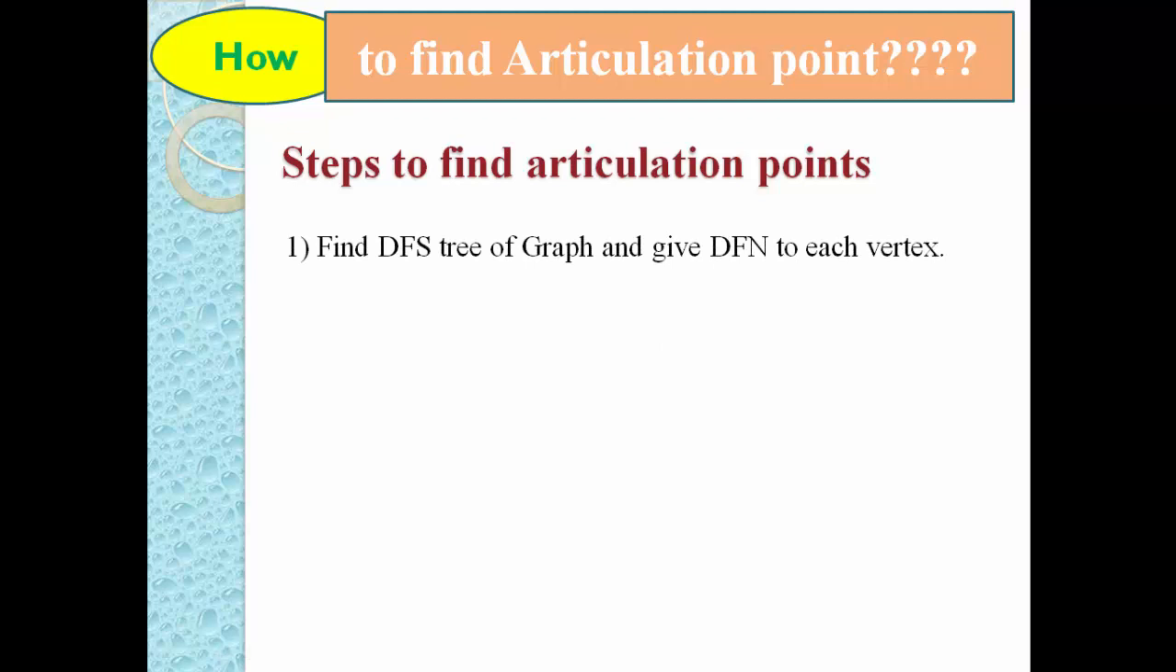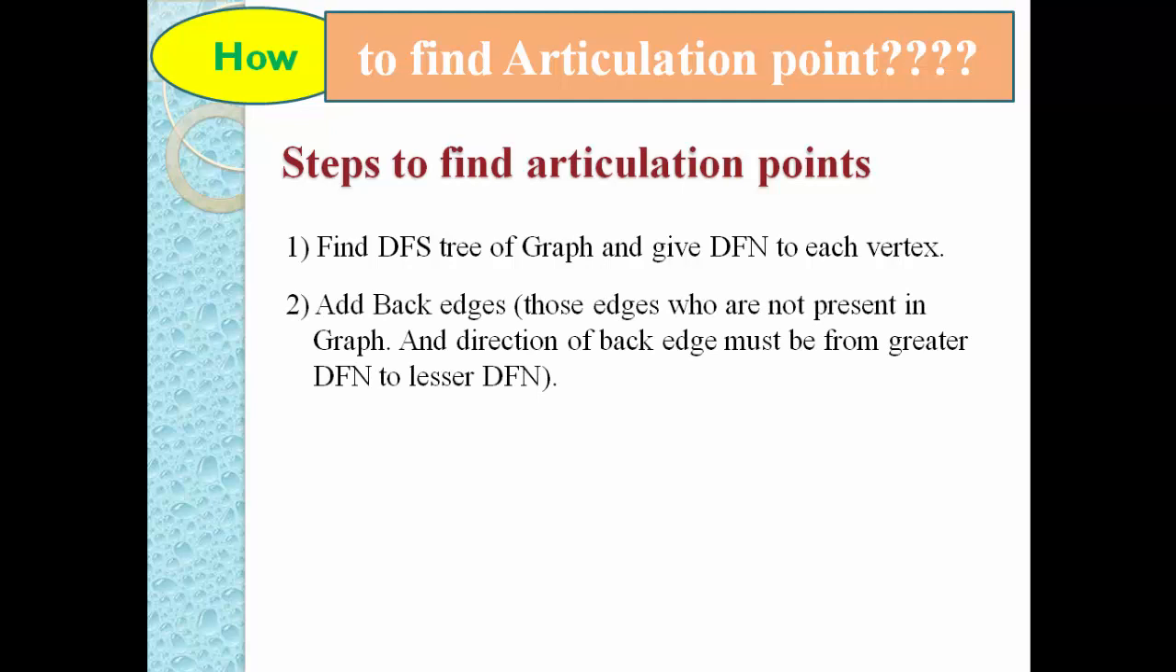Step number 1: find the DFS tree of the graph and give DFN to each vertex. As per step number 1, we have to draw one DFS tree of the graph and then give a depth first search number to each vertex. Step number 2: add back edges, those edges which are not present in the DFS tree, and the direction of a back edge must be from greater DFN to lesser DFN.